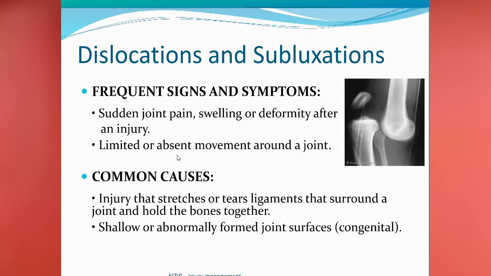And common causes are anything where I guess you've stretched or torn the ligament, and that could happen over a period of time as well, a repeated sprain, and then one massive amount of force that could pop that bone away from the bone that it articulates with. It can also be a congenital issue, so some people are born and continue to develop with shallow or abnormally formed joint surfaces, which means they're prone to having their joints pop out.